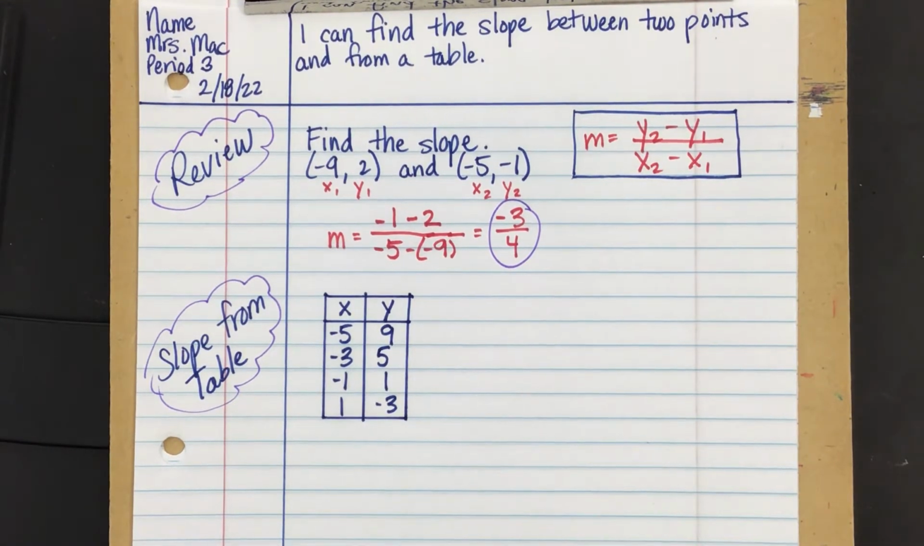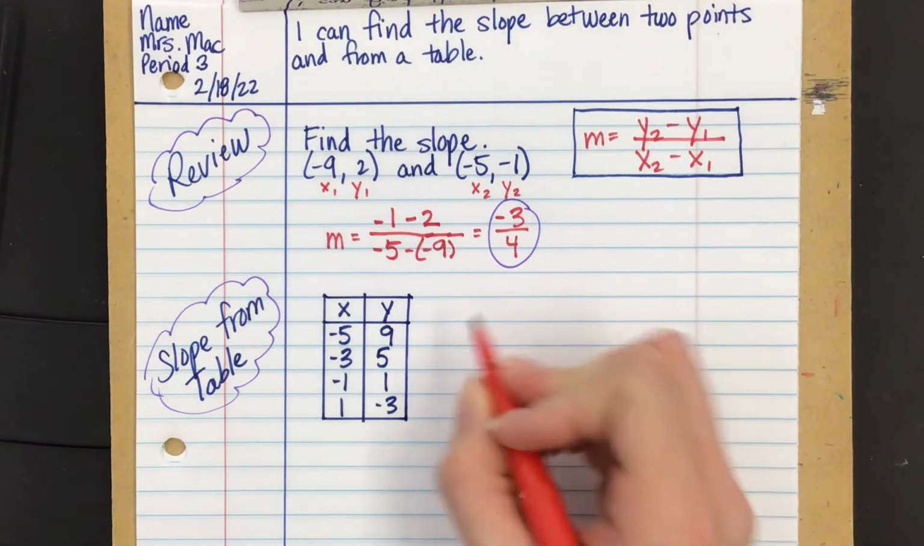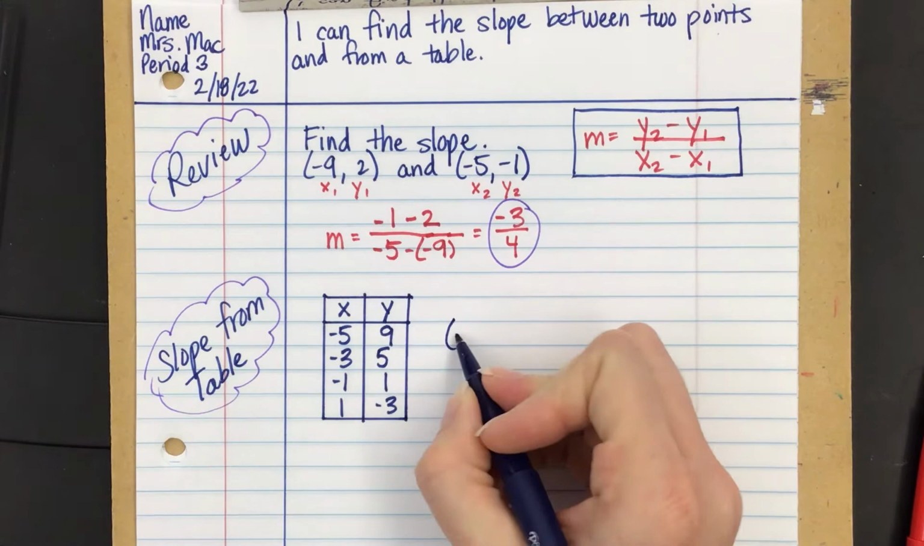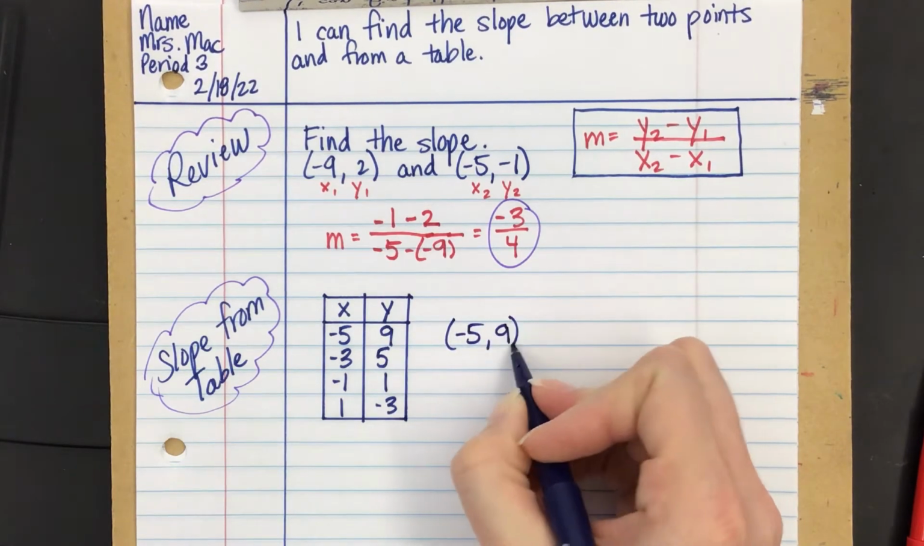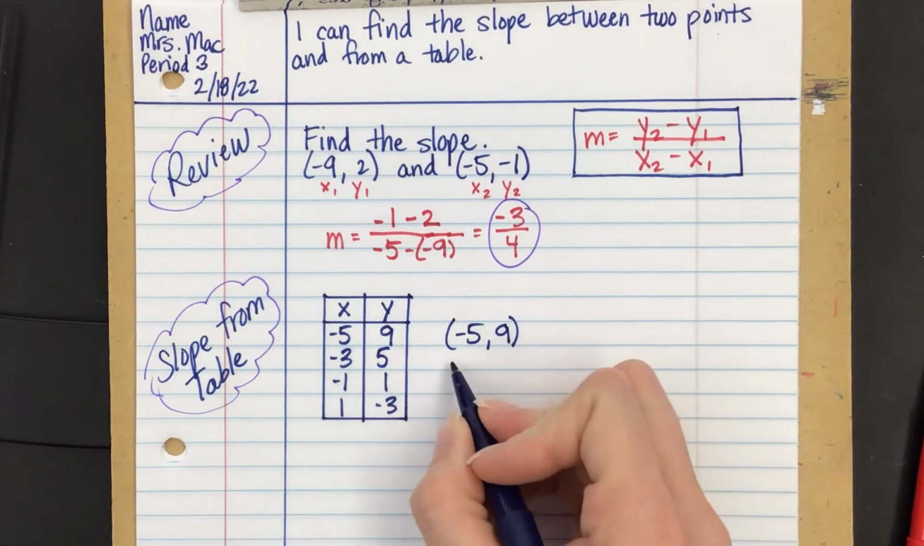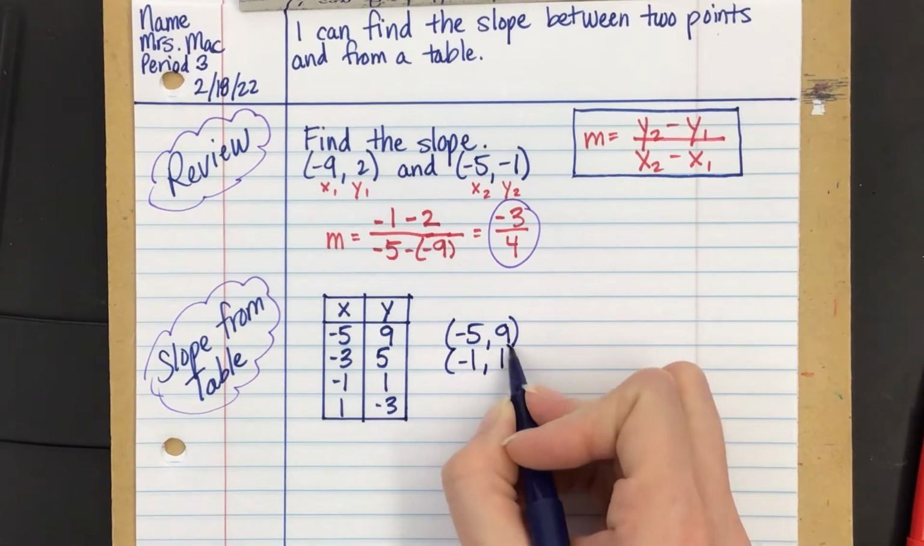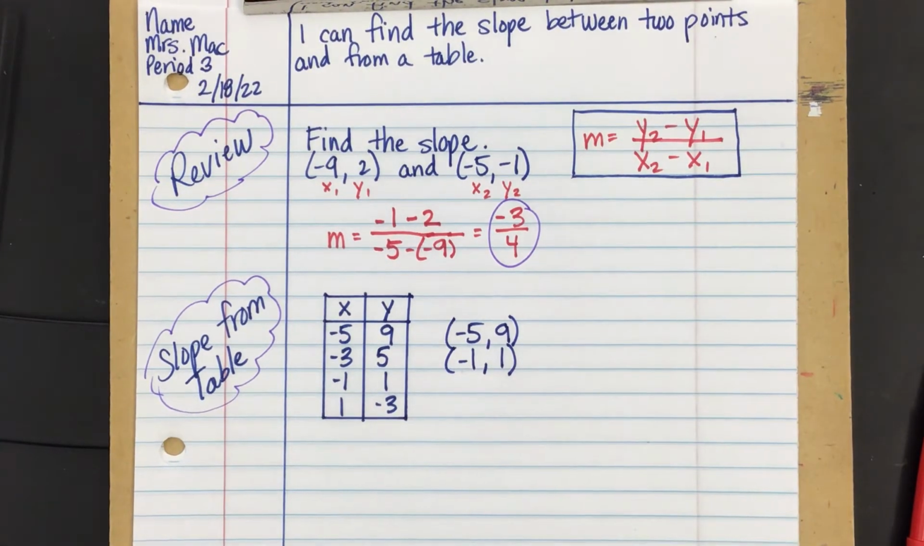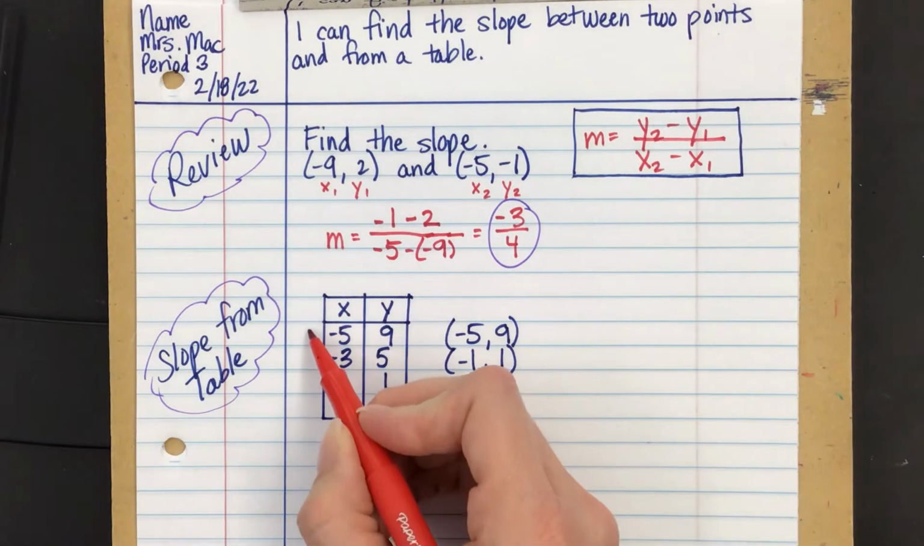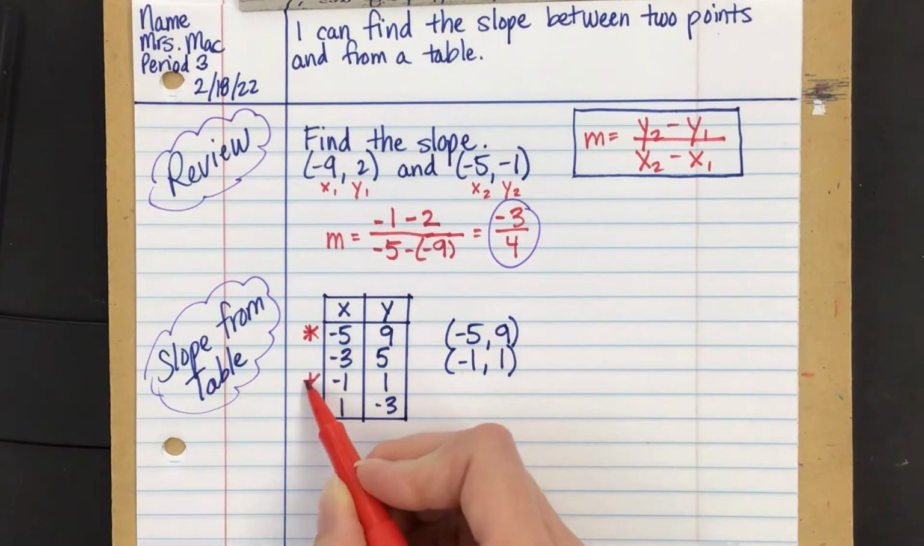Okay. Well, a table is just a list of points. And to find the slope, all you need is 2 points. So it does not matter which 2 points you pick from this table because we already know that it represents a linear relationship. So you can pick any 2. I'm going to choose the first point, and I'll choose the third point. Like I said, it does not matter which 2 points you choose. The slope will be the same no matter what.